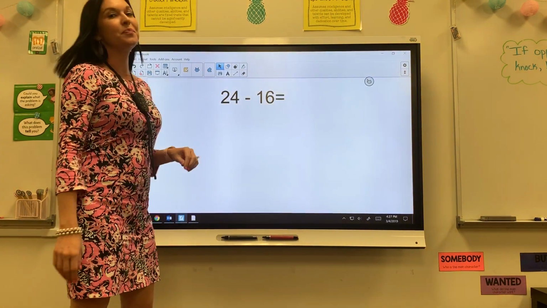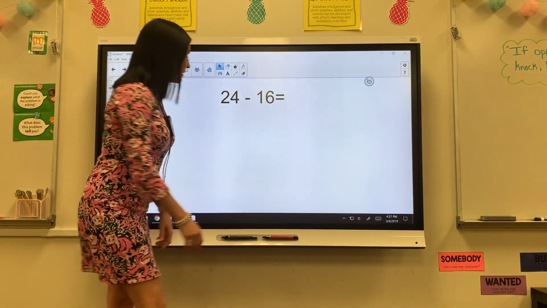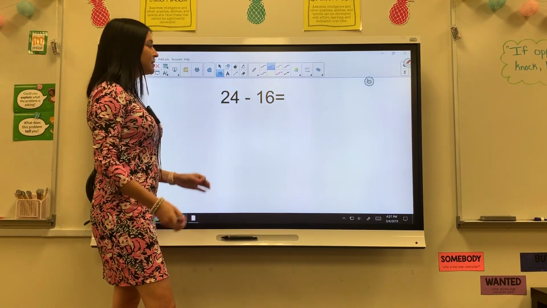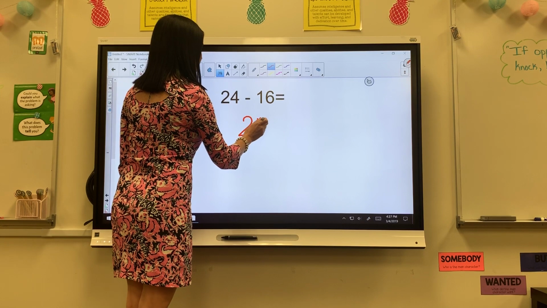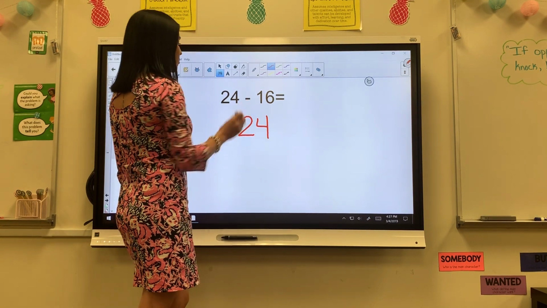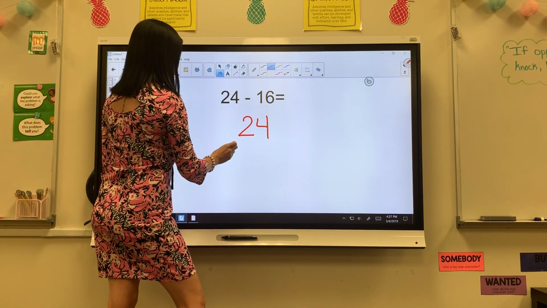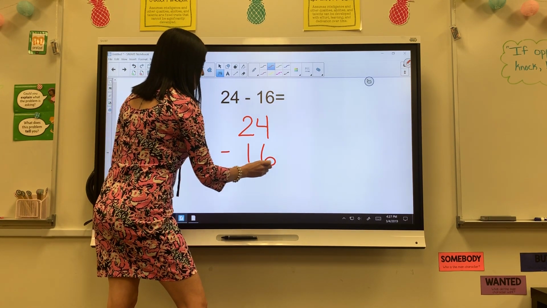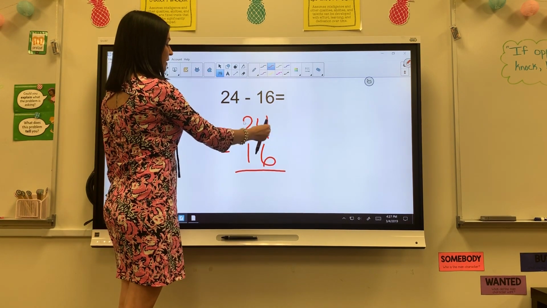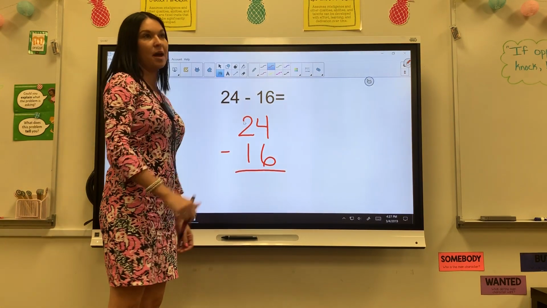So let's get started. First, if I have 24 minus 16, and I need to subtract 16 from 24, I need to write my bigger number on the top. So since 24 is bigger than 16, I'm going to write 24, subtract 16. I'm going to make sure that my ones are lined up and that my tens are lined up.